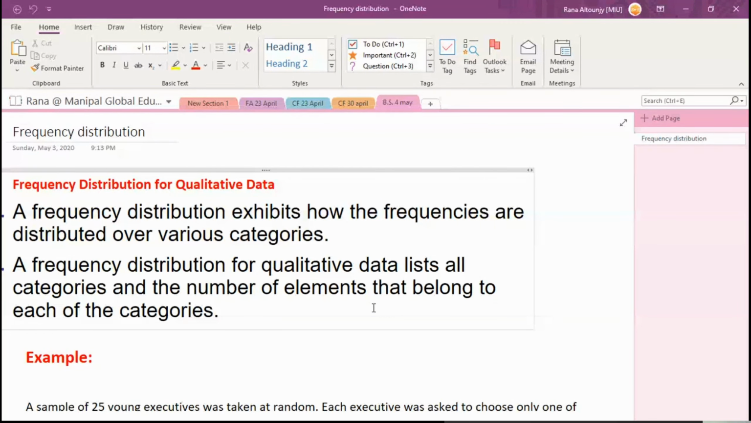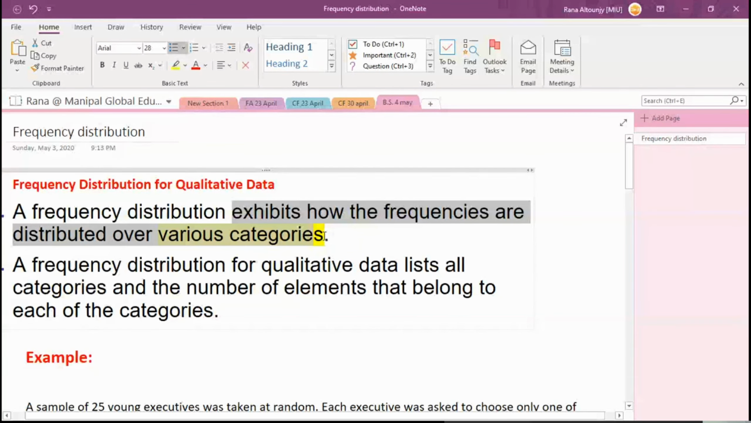For qualitative data, the frequency distribution exhibits how the frequencies are distributed over various categories. So it lists all the categories and the number of the elements that belong to each category. I think the sentence may leave some doubt, so let's take an example which will clarify what frequency distribution for qualitative data means.